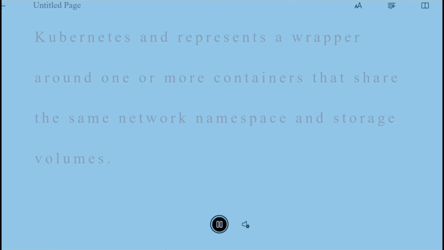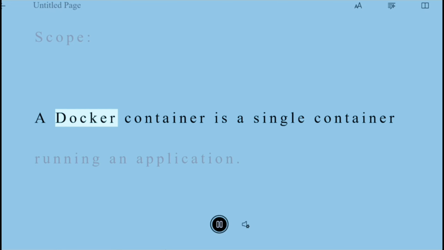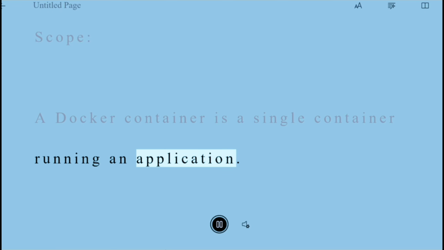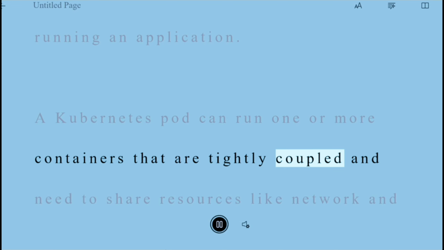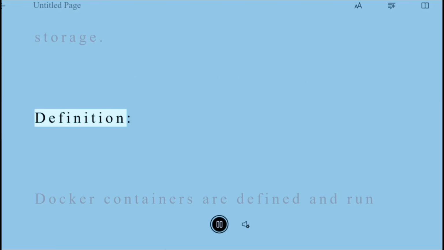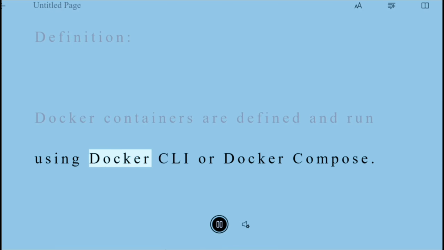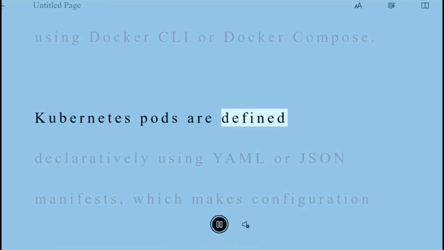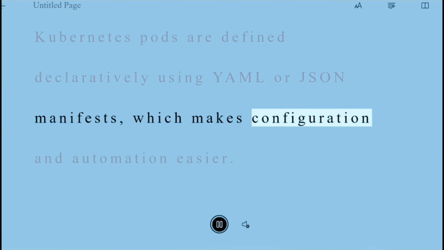Key differences. Scope. A Docker container is a single container running an application. A Kubernetes pod can run one or more containers that are tightly coupled and need to share resources like network and storage. Definition. Docker containers are defined and run using Docker CLI or Docker Compose. Kubernetes pods are defined declaratively using YAML or JSON manifests, which makes configuration and automation easier.